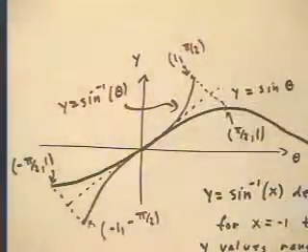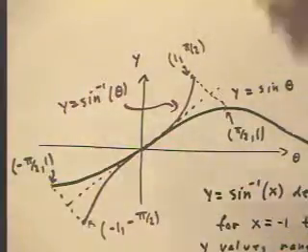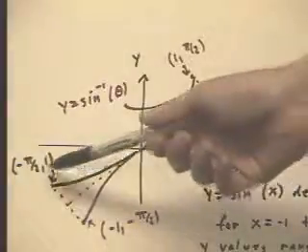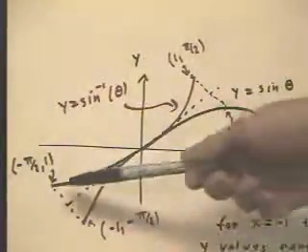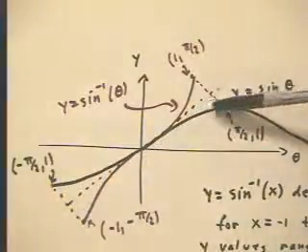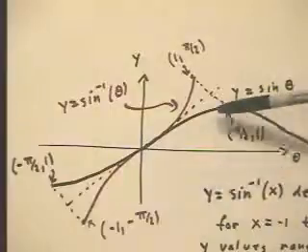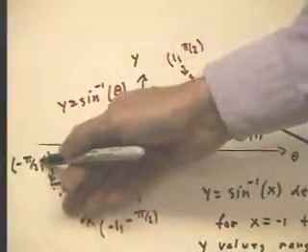The graph of the inverse sine function is defined by inverting the sine function between negative pi over 2 and pi over 2. The reason for that is between negative pi over 2 and pi over 2, the sine function takes all its values from negative 1 to 1. And that says negative pi over 2, 1. It should say negative pi over 2, negative 1.